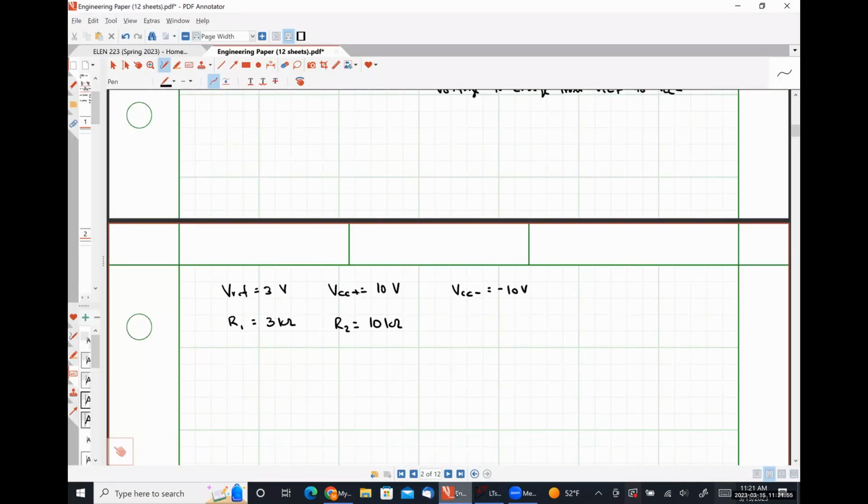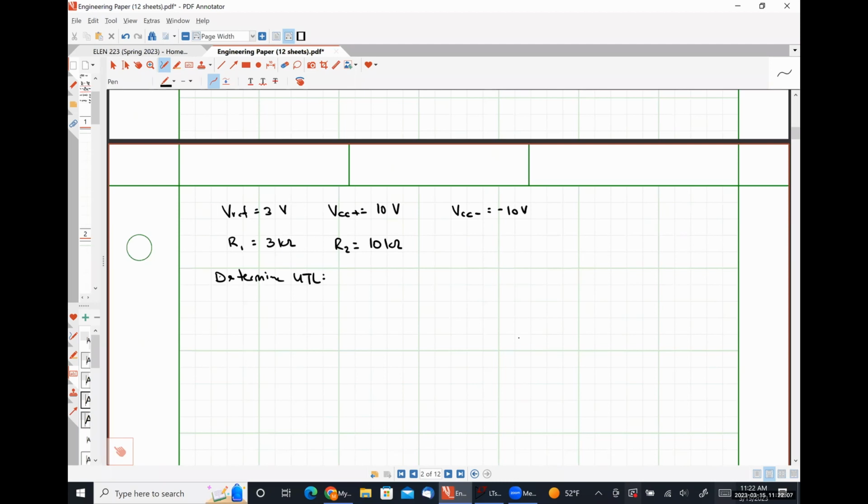All right. So if we're trying to determine the upper trigger limit, we have our reference voltage of 3 volts is equal to R2, 10 kilo ohms, divided by R1 plus R2, times our input voltage, plus R1, 3 kilo ohms, divided by R1 plus R2, 3 kilo ohms plus 10 kilo ohms, times our output voltage, VCC minus, right?